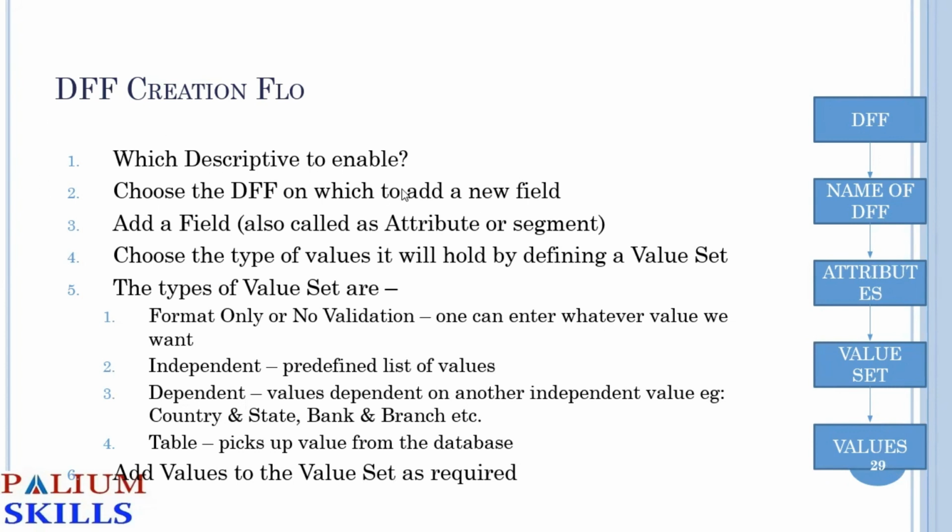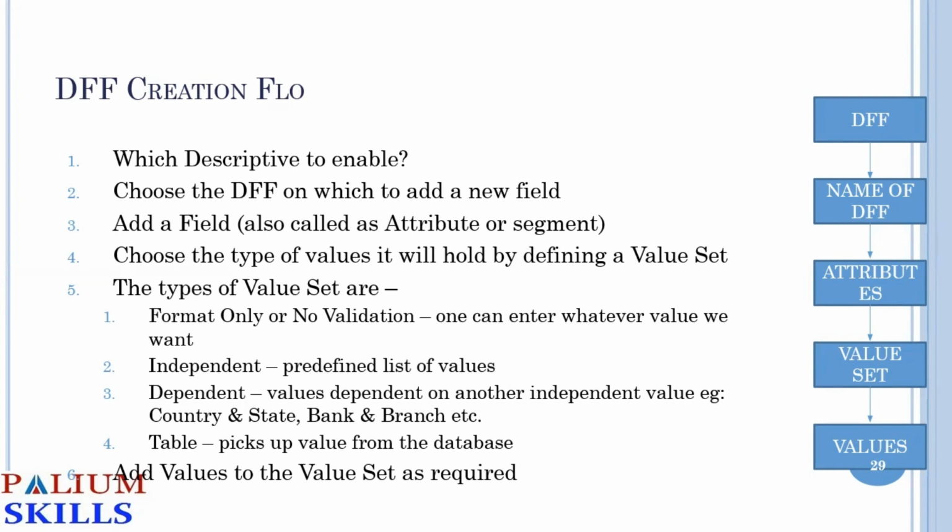So which descriptive flex field to enable, that is your first decision. It will be based on which screen you want to see that additional field. If you want to see it on the email field, you have to go and do the email descriptive. If you want to see it on the national identifier, you have to go and do it on the national identifier screen. If you want to do it on the contacts, you will have to go and do it on the contact screen, provided there is provision for creating a descriptive flex field.